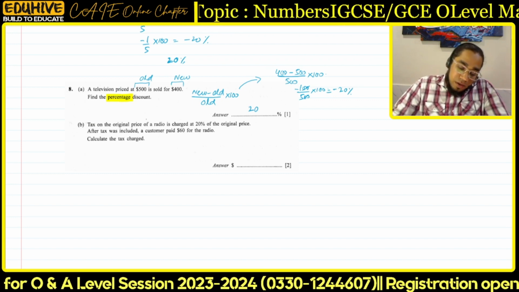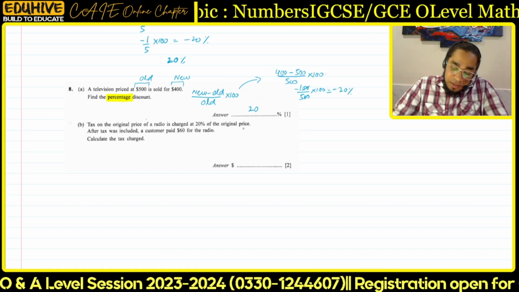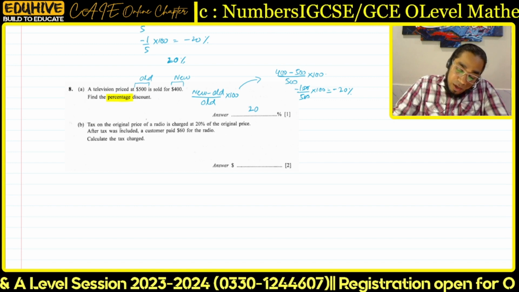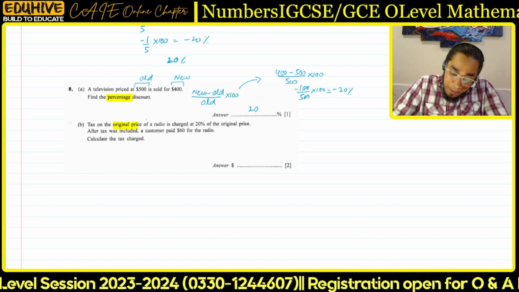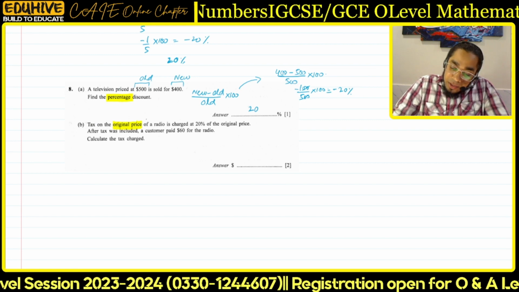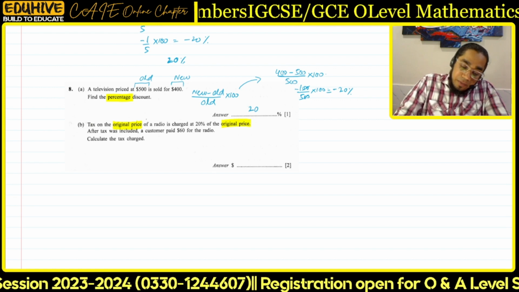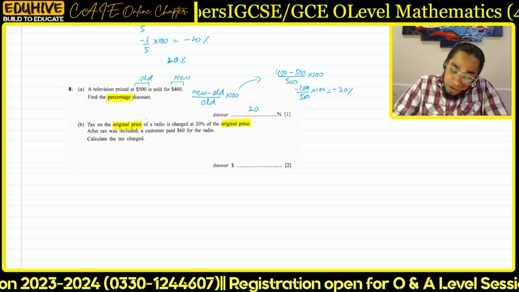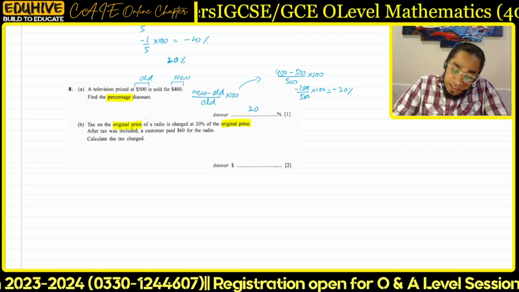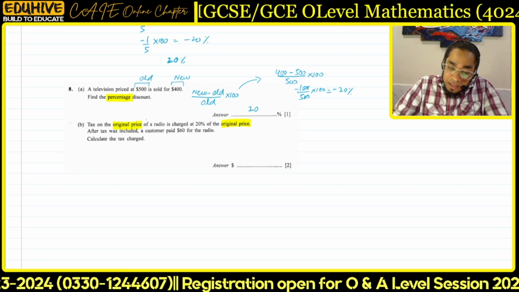Yes, okay, tax on the original price of a radio is charged 20% of the original price. Tax on an original price, and we do not know about the original price. Tax is being charged on the original price, and is charged 20% of the original price. Meaning 20% of the original price is being charged as tax. Okay. After the tax was included, a customer paid $60 for the radio. Calculate the tax charged. How much tax was charged? You have to tell how much tax will be charged.